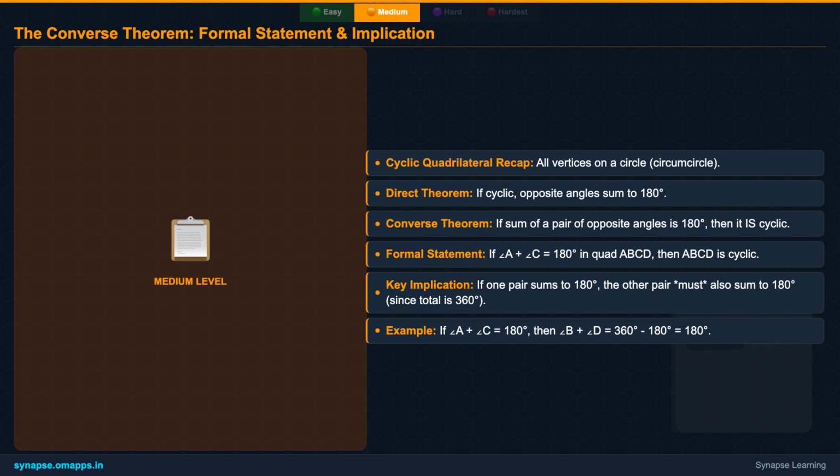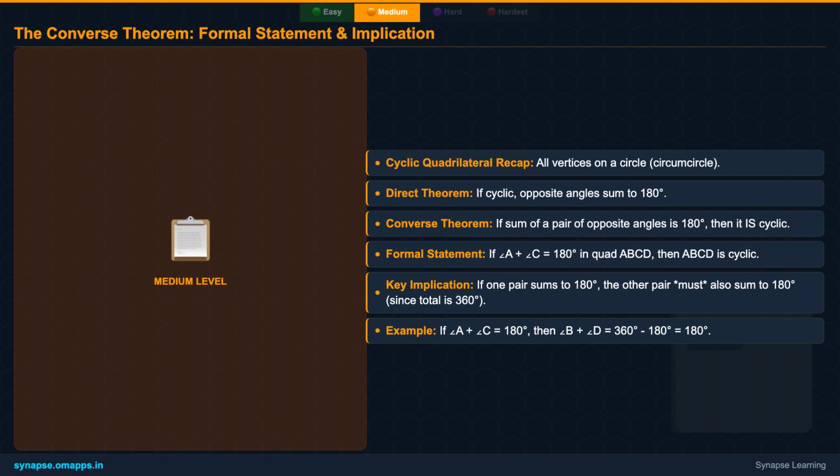The property we learned earlier, the direct theorem, states that if a quadrilateral is cyclic, its opposite angles sum to 180 degrees. Today's focus, the converse, flips this. If opposite angles sum to 180 degrees, then the quadrilateral must be cyclic. This is a crucial distinction.